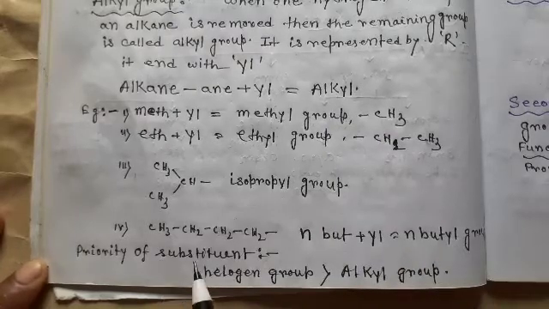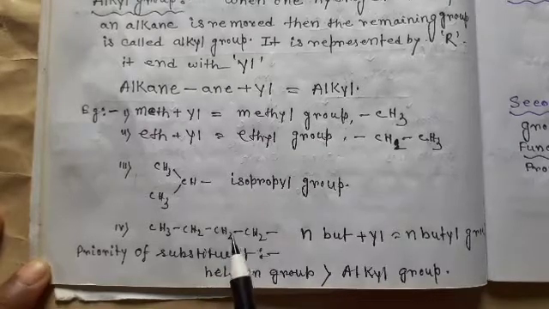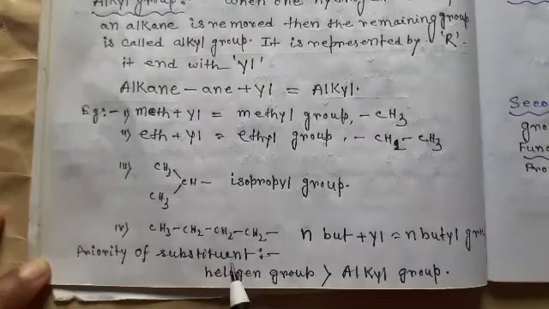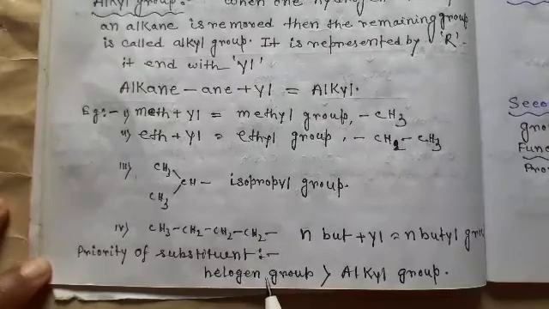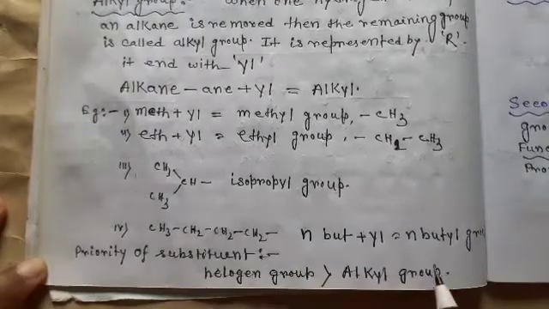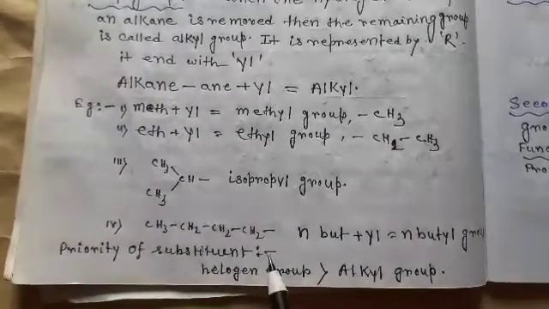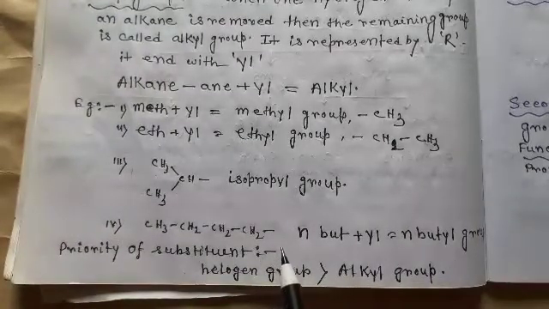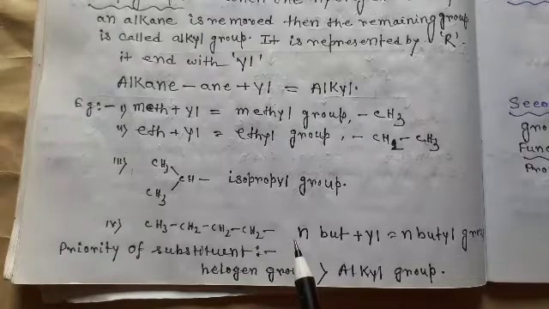Next, the priority of the substituent. The priority of substituents means which one has higher priority. Here the halogen group has more priority than the alkyl group. That means chloro, bromo, iodo have more priority than alkyl: methyl, ethyl, propyl, etc.